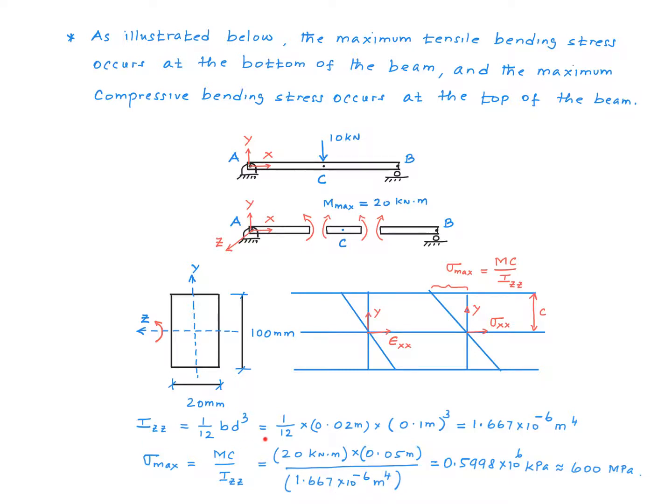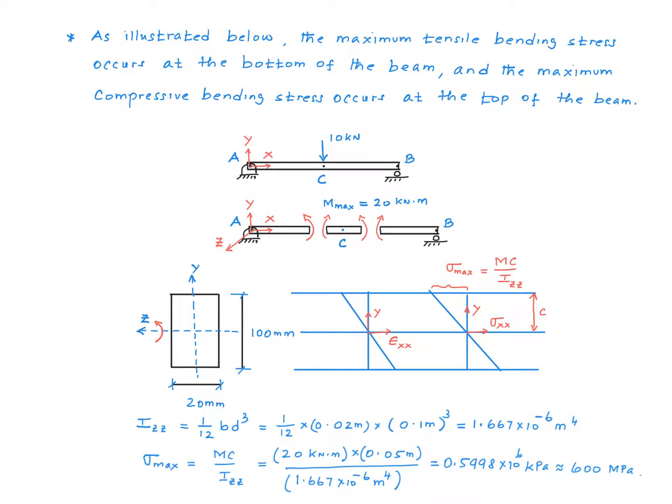First, I calculated the second moment of inertia. You might remember this formula, right? 1/12 b d cubed for a rectangular cross-section. b is the dimension parallel to the axis. And here this is 20 millimeters or 0.02 meters. And d is the depth, the dimension perpendicular to the axis. So it'll be 0.1 meter, right?